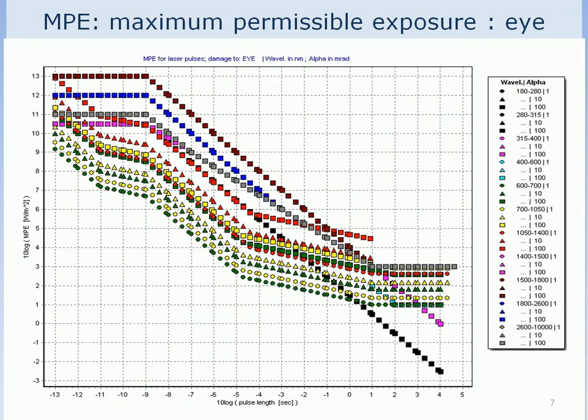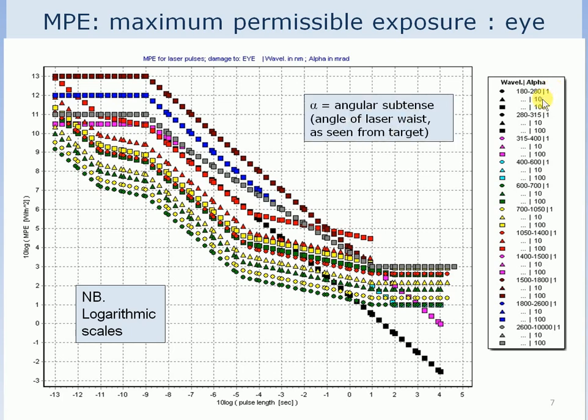This is a plot of the maximum permissible exposure as a function of the pulse length in seconds, and here is the maximum permissible exposure in watt per square meter, and these are on both logarithmic scales. The different colors represent different wavelength regions, and each wavelength region has 3 values of alpha, and alpha is the angle of subtense, the angle you will see the waist of the laser seen as the source, and you will see it from the target.